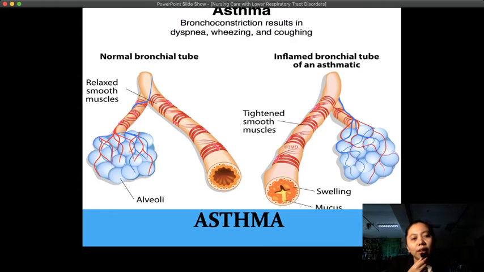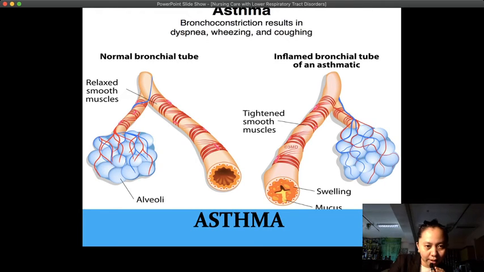Okay, so this is the normal bronchial tube. Now, this is the relaxed smooth muscles.